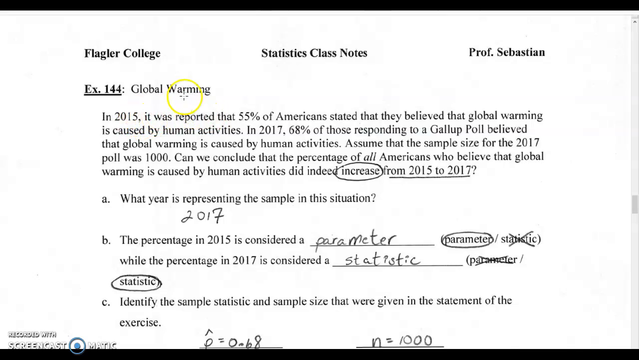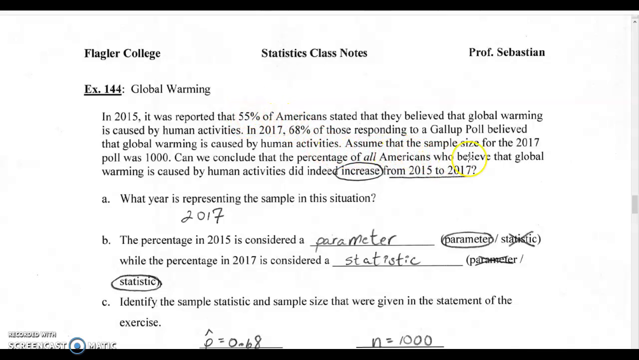So in 2015, this is a global warming example, it was reported that 55% of Americans stated that they believe that global warming is caused by human activities. In 2017, 68% of those responding to a Gallup poll believe that global warming is caused by human activities. So what we have here is some information from the past that 55% of Americans believe global warming is caused by human activities. 2 years later, we got a poll that says 68%. We want to know if the information from that poll, 68%, is enough information so that we can infer that the population of all Americans percentage who believe that global warming is caused by human activities has gone up.